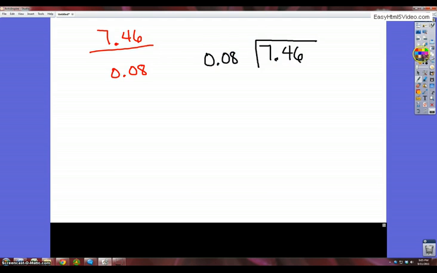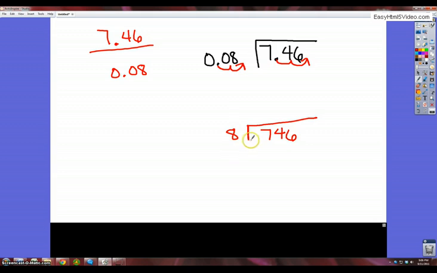Now remember, you can never, ever have a decimal in the divisor, so we need to make this a whole number. To make it a whole number, we're going to move the decimal 2 spaces, which is the same as multiplying by 100. I'm going to go ahead and rewrite this so I don't forget. So this whole number is 8 in my divisor. Since I moved my decimal in my divisor twice, I need to do the same thing in the dividend, move it twice. And so my new dividend is 746.